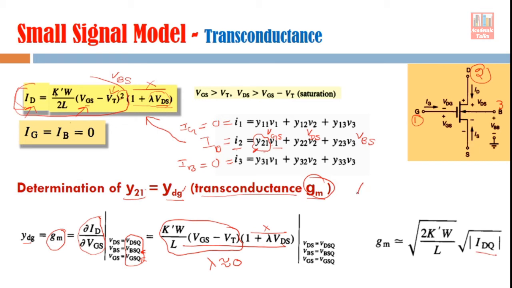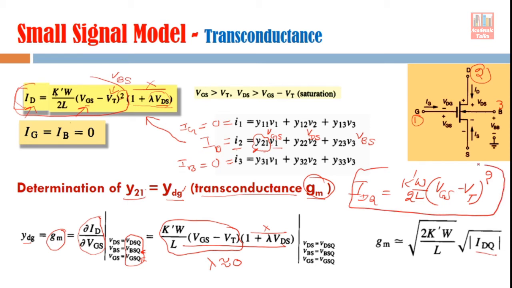So I am writing here, your IDQ is actually K prime W by L over 2, VGS minus VT, square. That is your IDQ. Now if you put the value of IDQ here and you solve it, you will get exactly the same thing, right? So K prime W by L into VGS minus VT is equivalent to this factor.